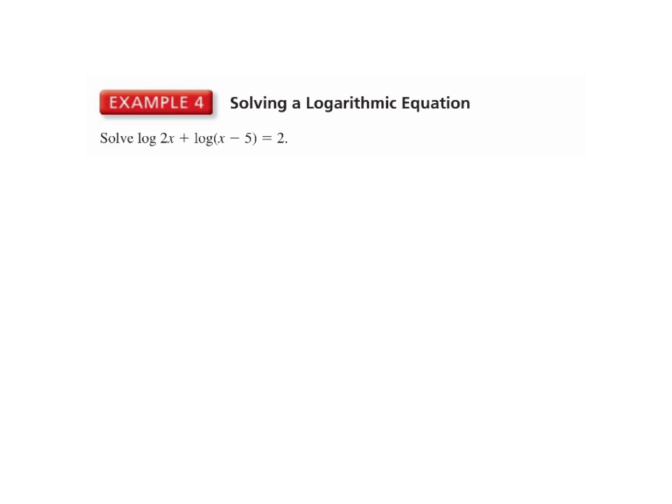But if you remember from the previous lesson, 5.3, this plus between the logs counts as a multiplication inside the logs. So what I can do is log of 2x times x minus 5, and this is equal to 2. And now notice we can simplify the inside a bit. So we get log of 2x squared minus 10x equals 2.